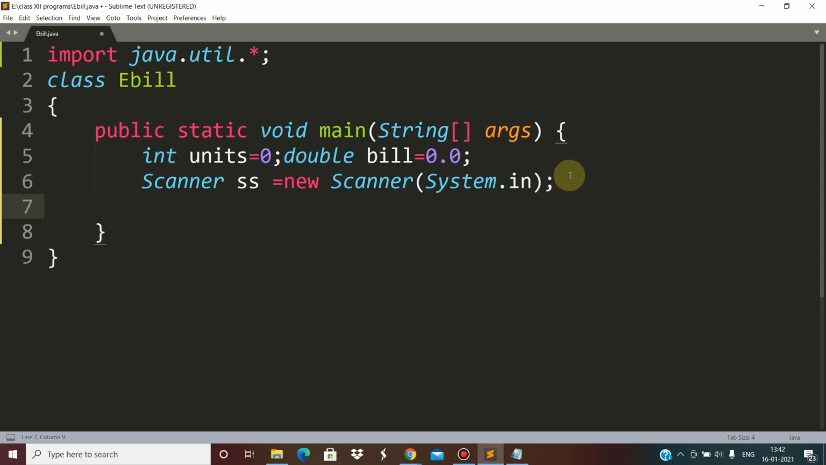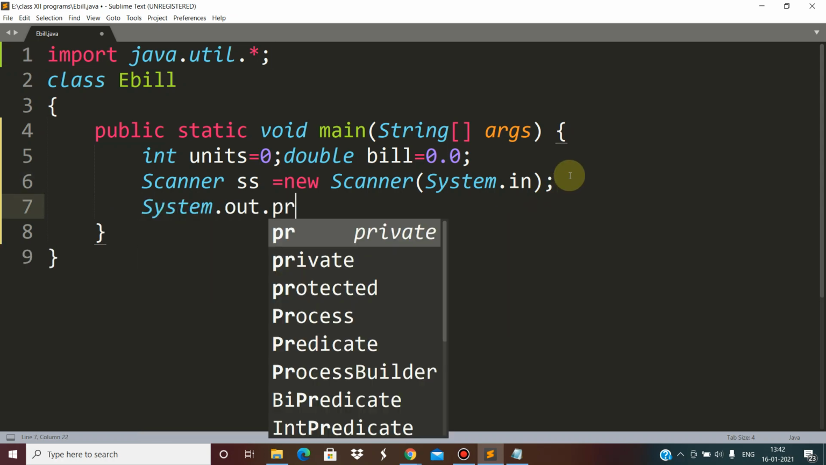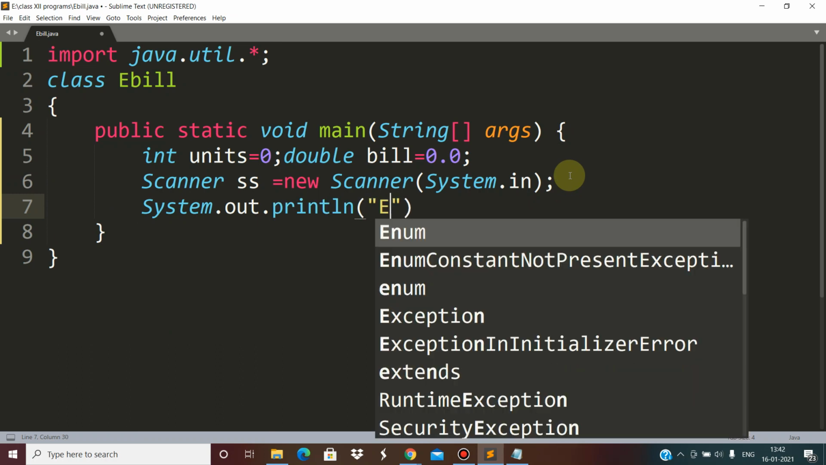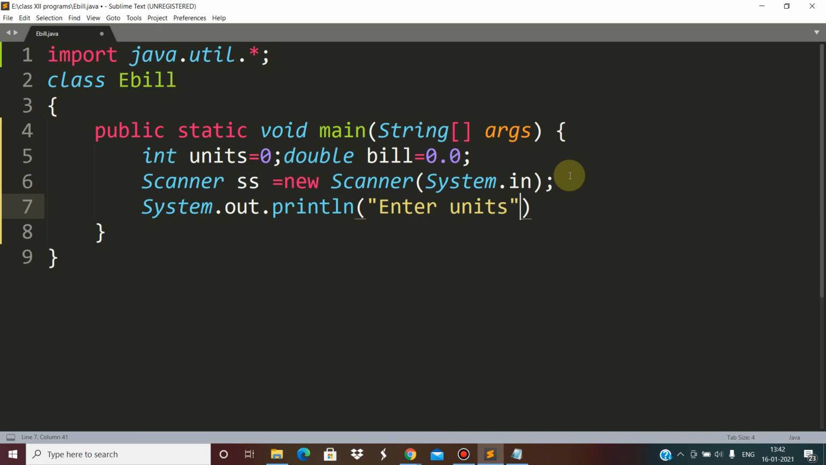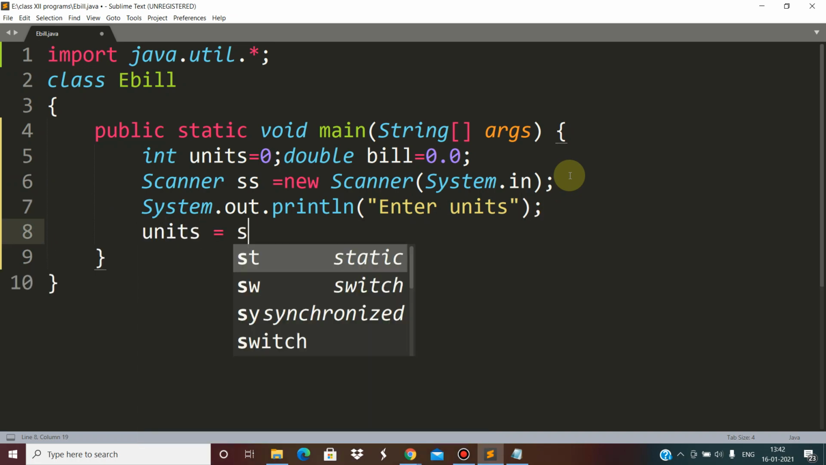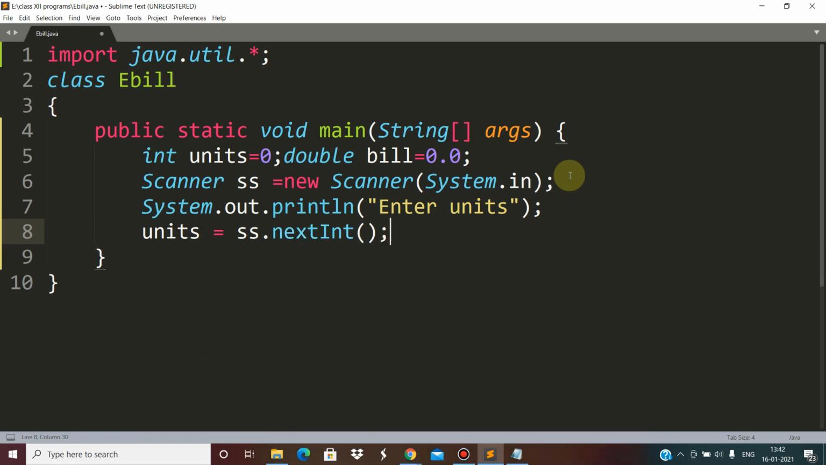Now after that, what to do? Here we have to input, that is, enter units, and units will be ss.nextInt. We have done that.